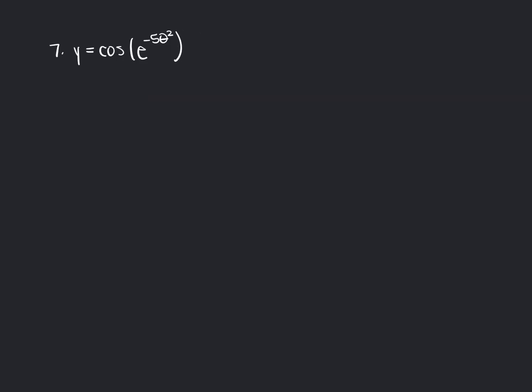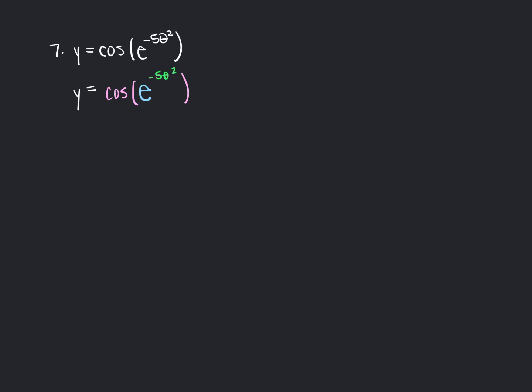Number 7, we have y equals cosine of e to the negative 5 theta squared. All right, so here we've got some layers, all right? We have a chain rule within a chain rule. So my outside function is this cosine of something. Inside that, I have e to the something, okay? So I'm going to work my way in with the derivative, so it'll be pink, blue, green, okay?